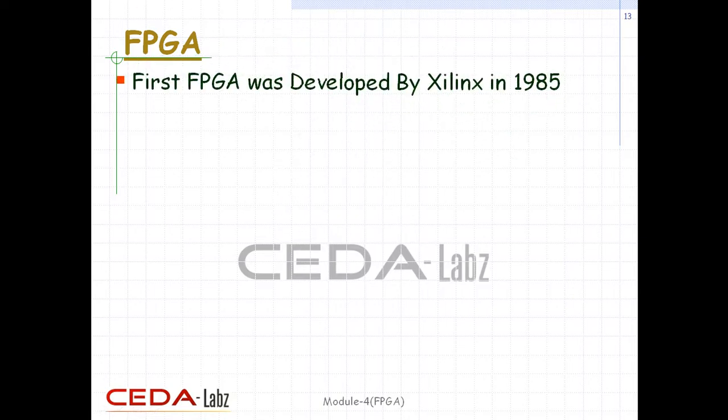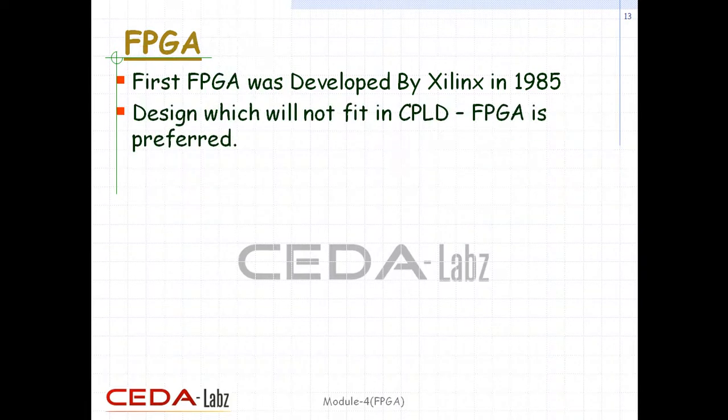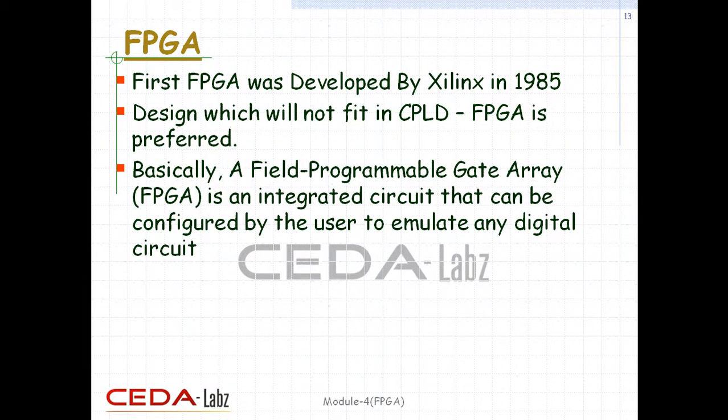FPGA was first developed by Xilinx in the year 1985. Basically, the gate count in FPGA is much higher compared to CPLD. So, those designs which are not going to fit in CPLD criteria, FPGA is preferred there. Field programmable gate array is a type of integrated circuit which can be configured by the end user according to their need.